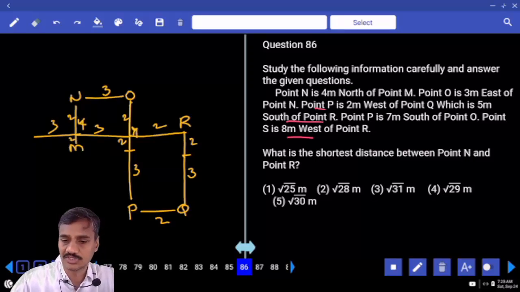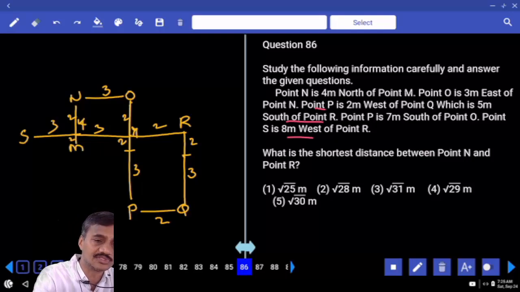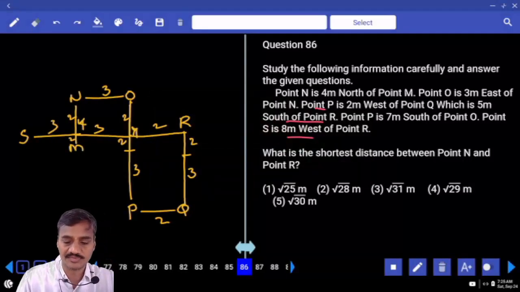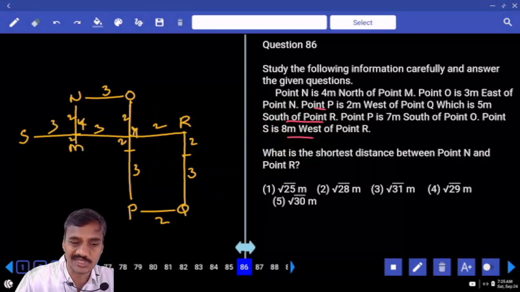And what is this one? The last one. S is 8 meters to the west of R. S is here. Then coming to question number 86. What is the shortest distance between N and R?